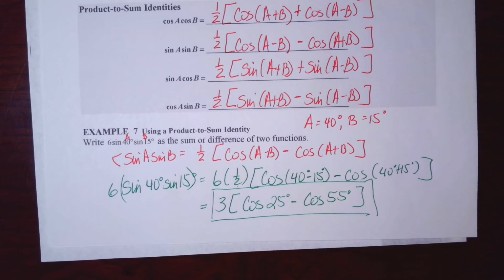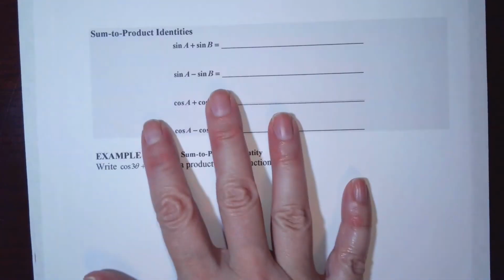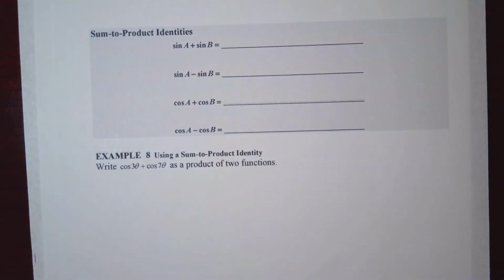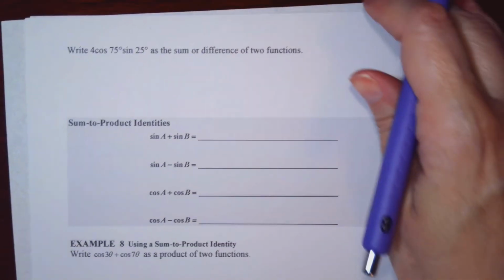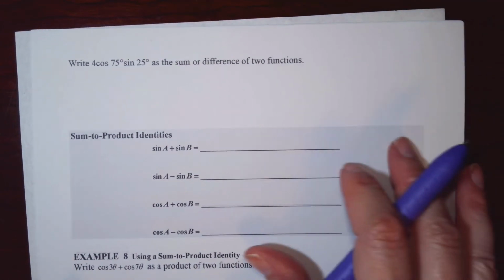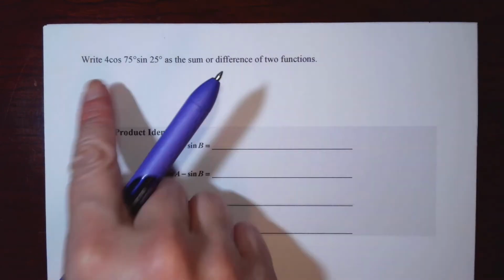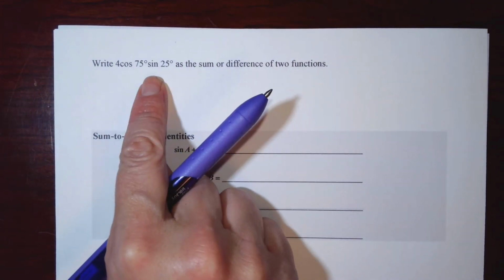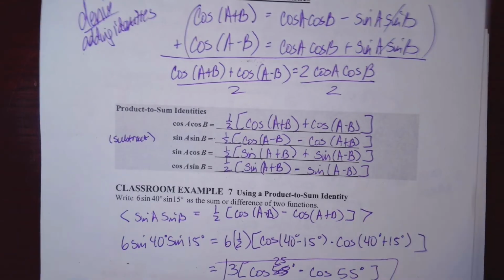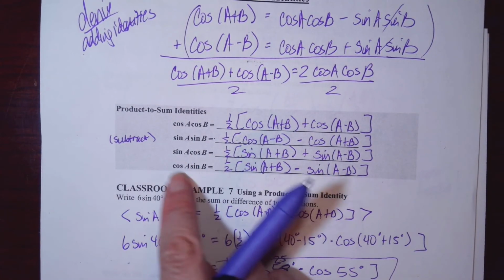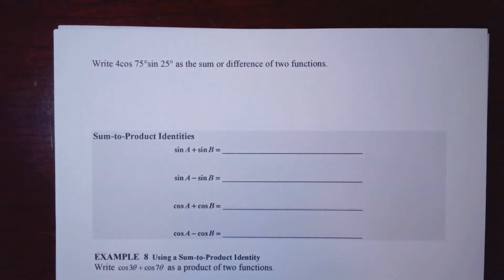Let's do another example like that. I encourage you again to pause. Take advantage of that pause button. See if you can do this one on your own before you look to see what we did. I've got cosine, sine. And when I compare my identity sheets, I've got cosine, sine, cosine, sine. It looks like this last one right here.